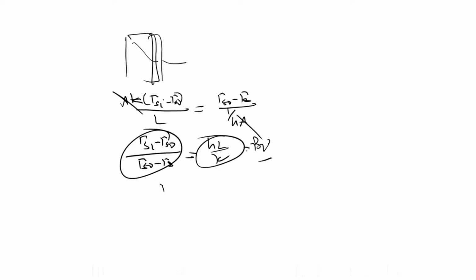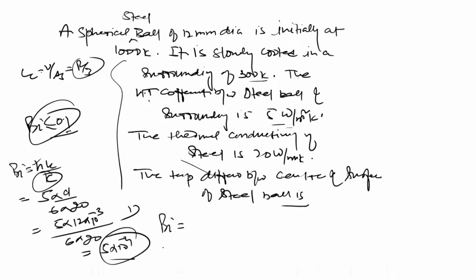And the Biot number is defined as the ratio of TSi minus TS, the temperature difference in the solid, upon the temperature difference in the fluid. So in this case, temperature difference in the solid means obviously from center to surface, in the case of sphere and cylinder, yes or no? So is the temperature difference between center and surface of the steel ball higher or lower? Please tell me.